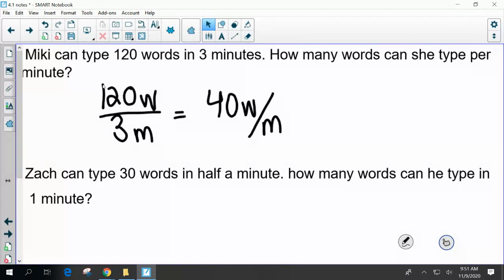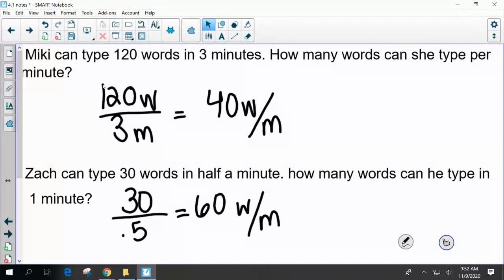Okay, Zach can type 30 words in half a minute. How many words can he type in 1 minute? So what could I put to represent half? 0.5. How many words can you type in 1 minute? 60. So 60 words per minute.